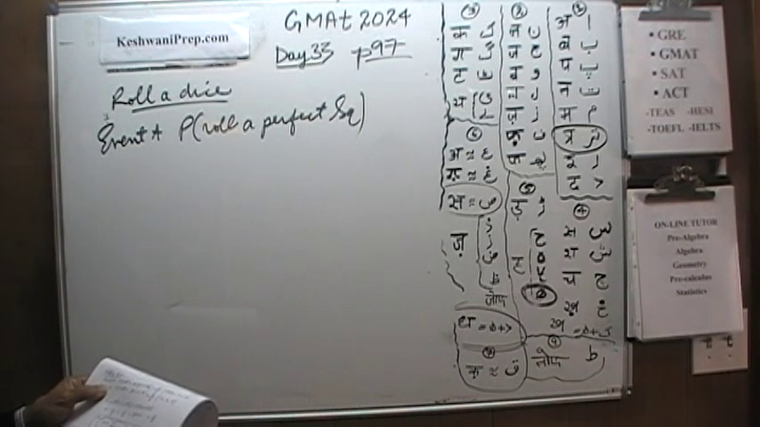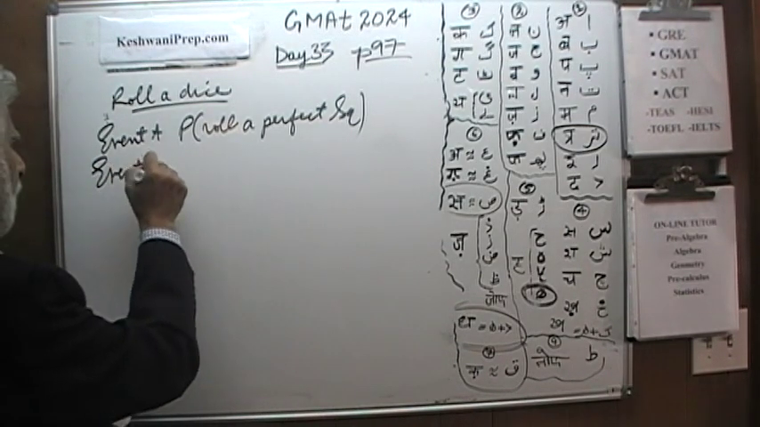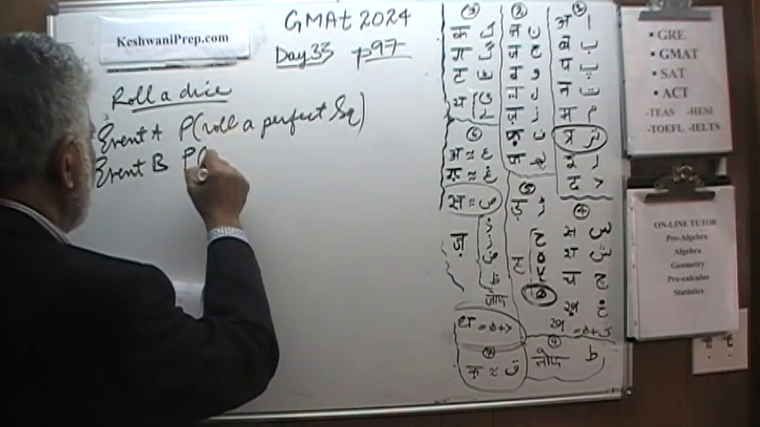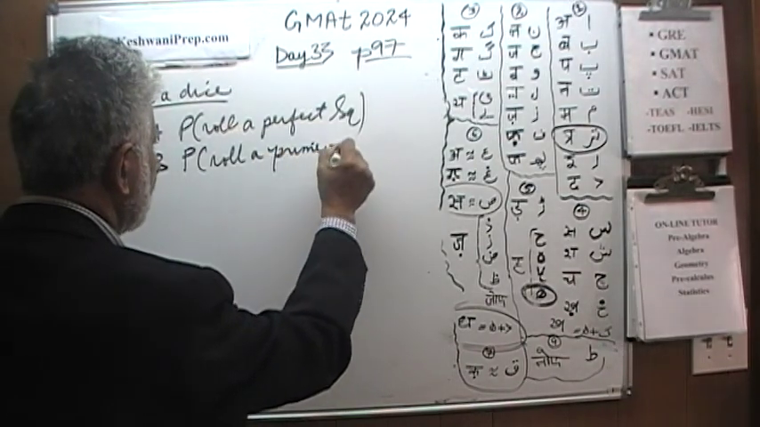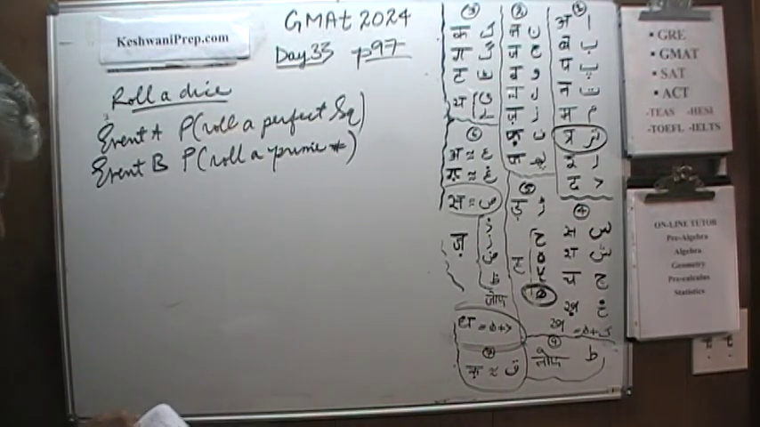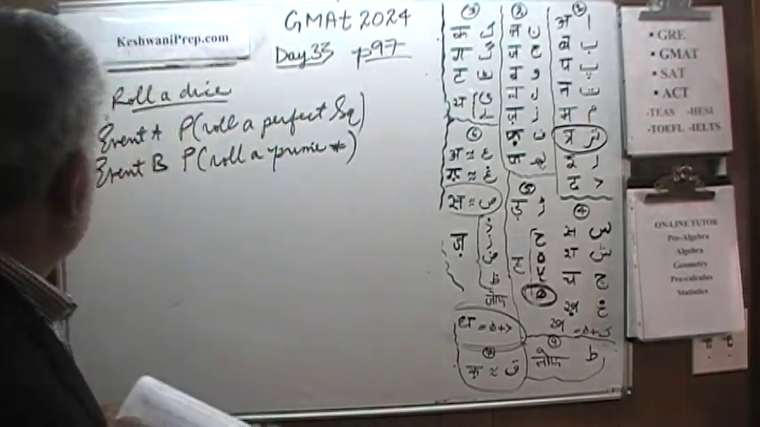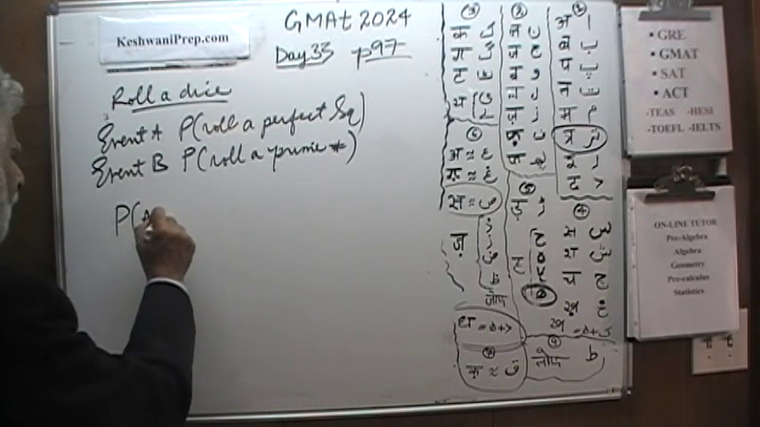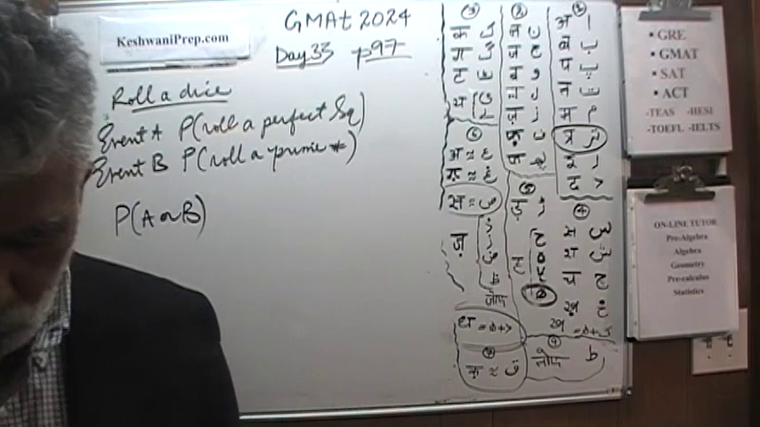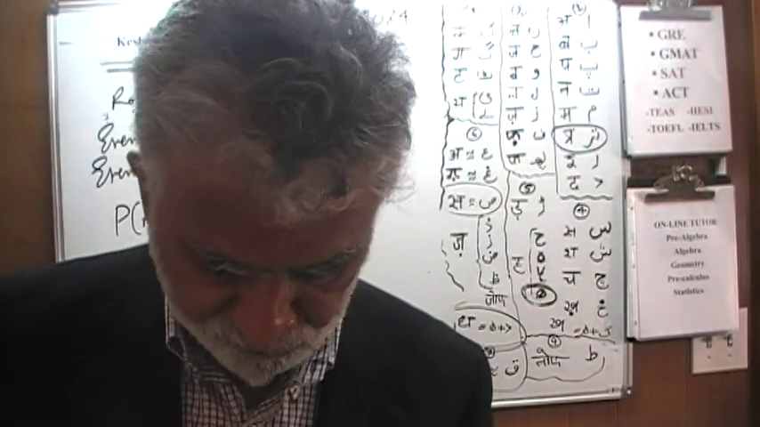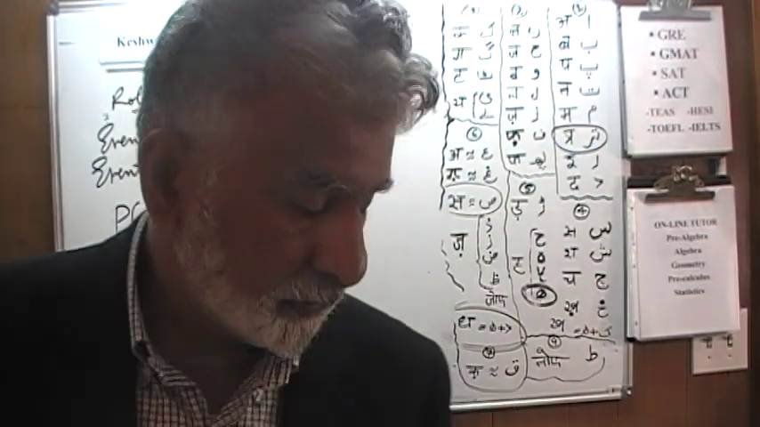I shouldn't have written so big because now I left no room for myself. And let's define event B as the odds of rolling a prime number. So the question now is, what are the odds that we either roll a number that happens to be a perfect square, or we roll a number that happens to be a prime number? Go ahead, do it yourself.